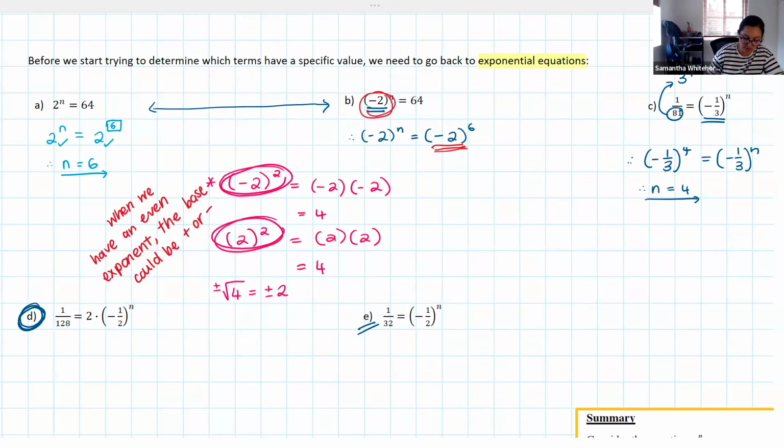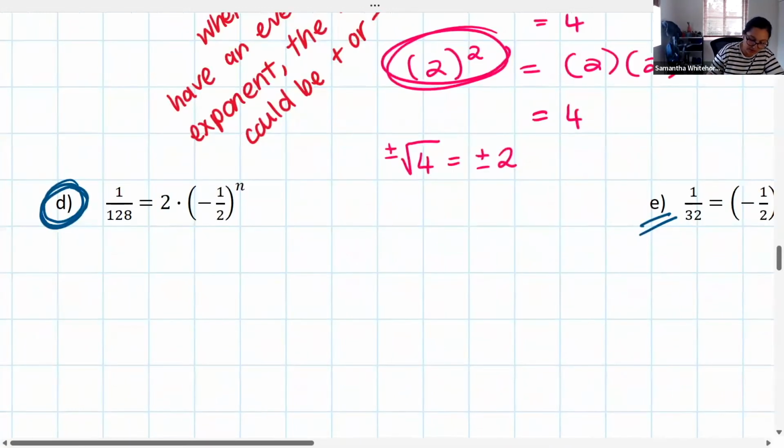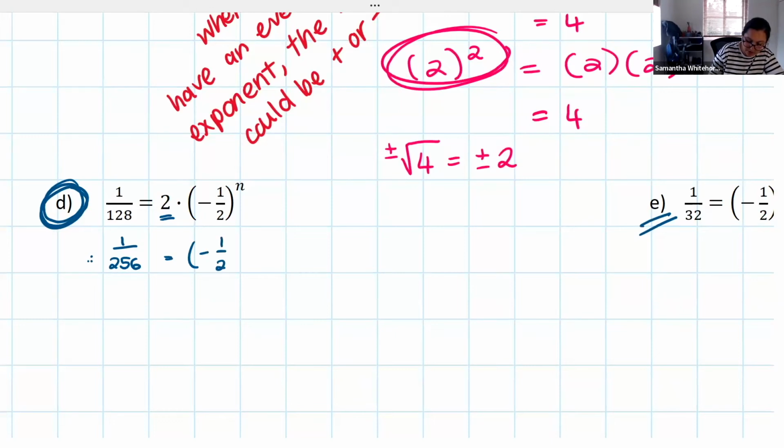Okay, guys, let's have a look. The first thing that I want you to notice is that there's this coefficient of 2 here. Now, if we don't like it, divide it away. So if we divide both sides by 2, we end up with 1 over 256 is equal to (-1/2)^n. Now we have one term on either side. That coefficient is gone. It's not giving me a problem. I can go and solve for n.